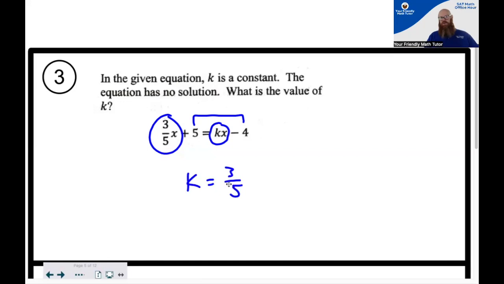That's all you have to do in that problem, is realize that the coefficient of x has to be the same on both sides in a linear equation to get no solution or infinite solution. In infinite solution, the other value, the constant or the y-intercept, would be the same. But again, we don't have to worry about that. If they make those the same, the person making the problem would have to change it to an infinite solution problem.